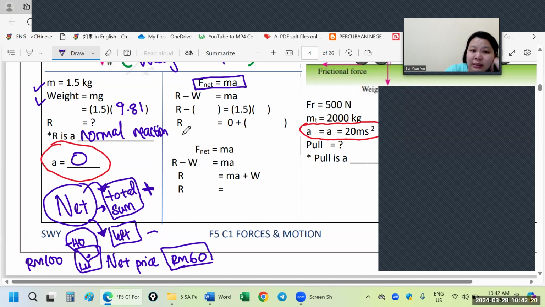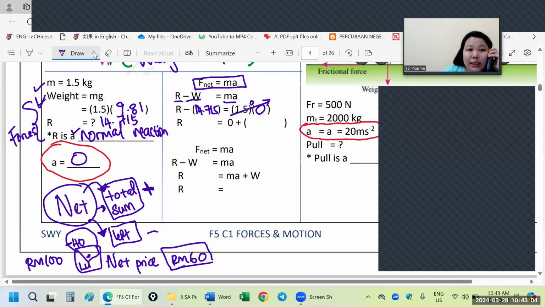That's why net force here actually is R minus W equals to MA. R is normal reaction, W is weight. Both of them are forces. So here, W equals to 1.5 times 9.81. You will get 14.715. Okay, so R minus 14.715 equals to MA. A is 0. So anything times 0 becomes 0.